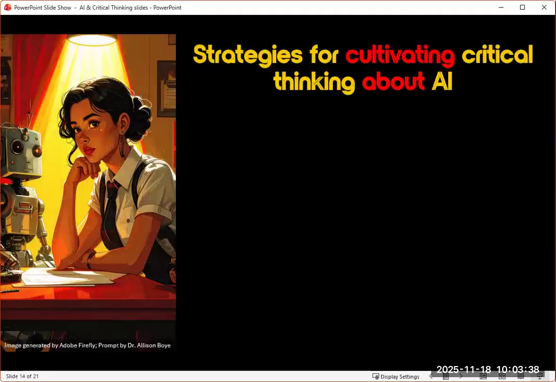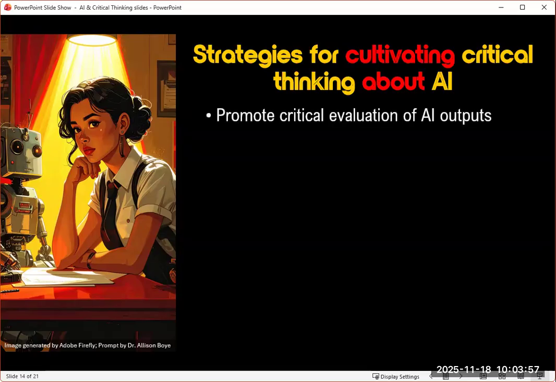So those are a couple of big picture frameworks that I thought might be helpful. But I also want to make sure we talk about some really specific strategies that could help us cultivate critical thinking about AI use in our students. And I want to emphasize, these are all evidence-based, research-based suggestions, okay?